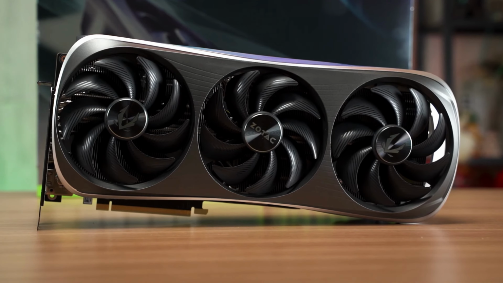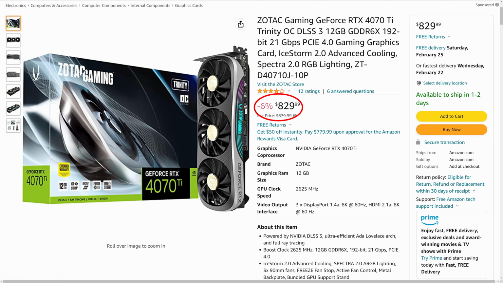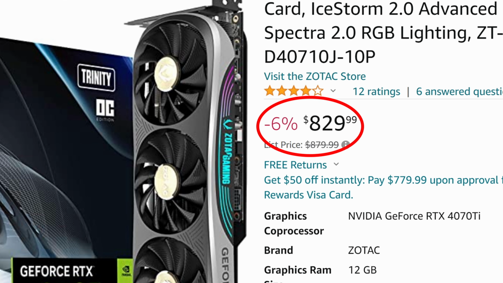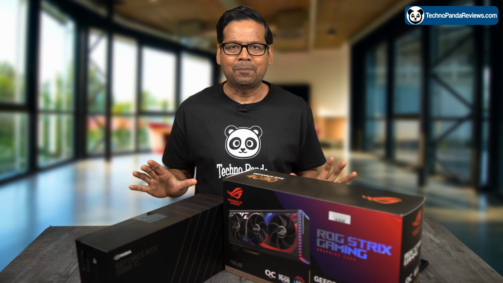This is the new Zotac RTX 4070 Ti graphics card. At the time of making this video, it was selling for under $830. Now that is still pricey in my opinion, but hey, at least the scalpers are dead.